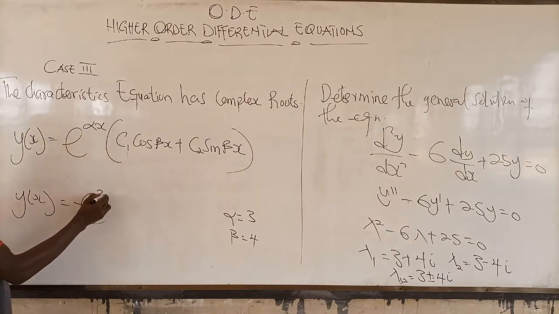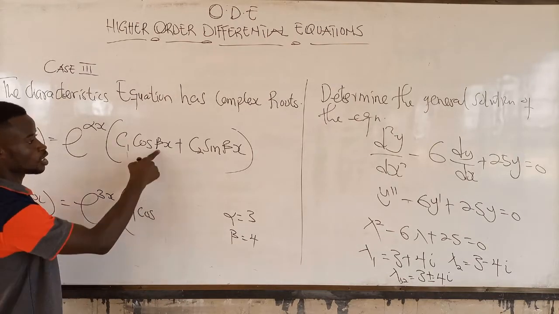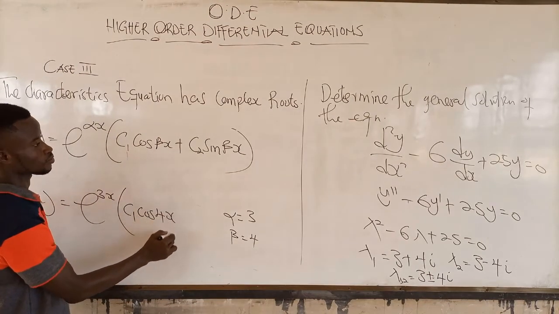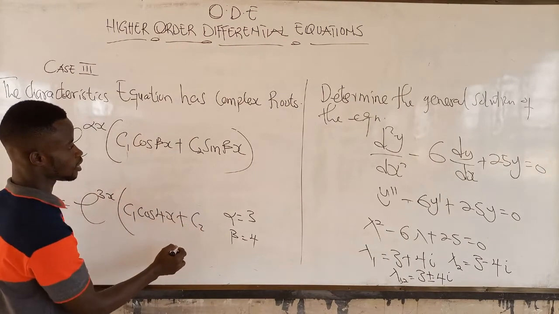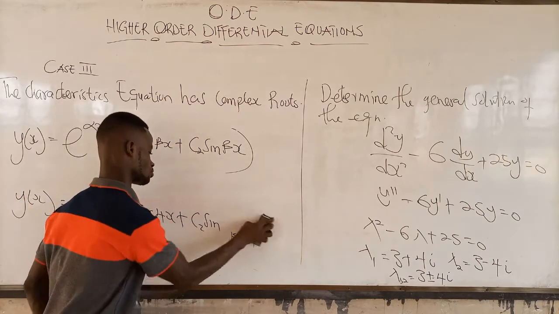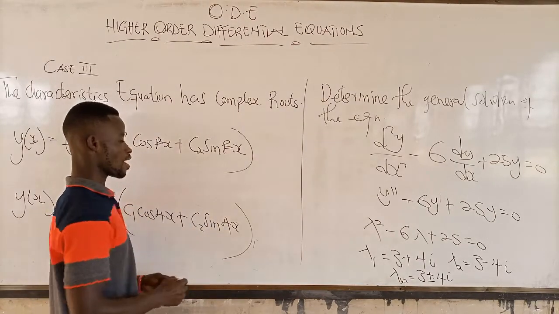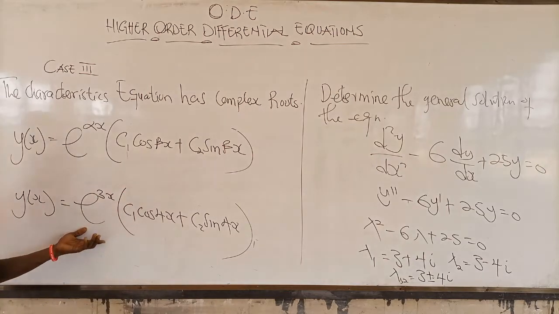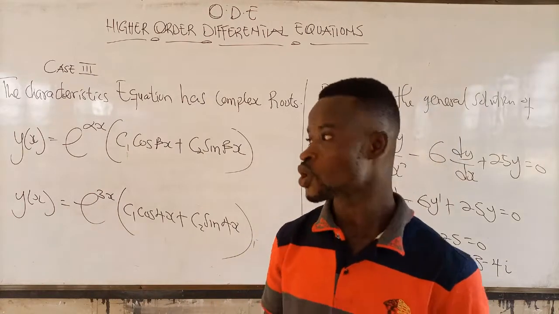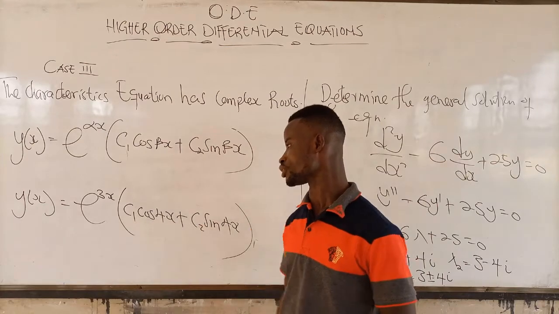Very good. So we come back to write the general equation. Lambda is 3. Beta 4. Sine beta, which is 4. Alright, so this becomes our general solution or general equation. Why is this a general solution? Because of the constants introduced.